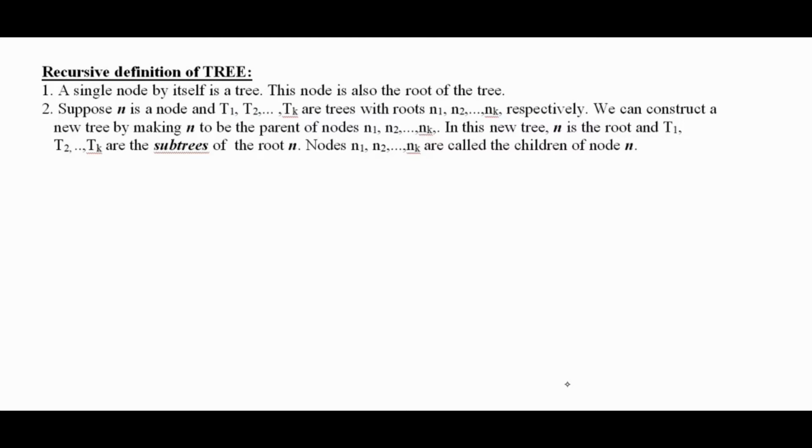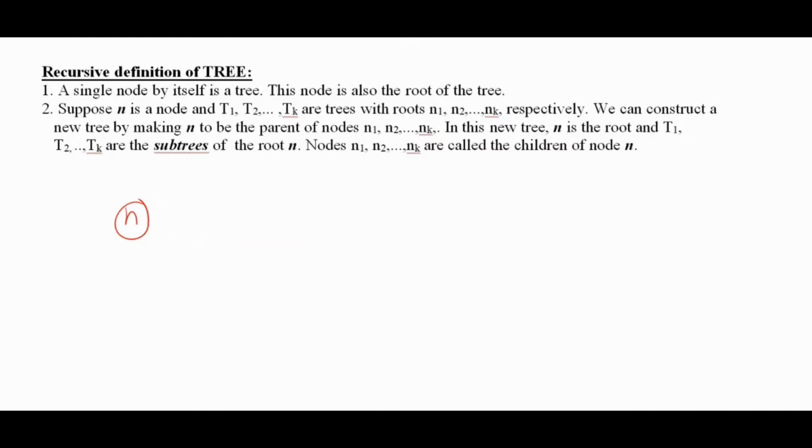So say for example, we have here node n. That single node is considered a tree. This node is also called the root of the tree. So this is a one node tree, and that one node is also called the root of the tree.